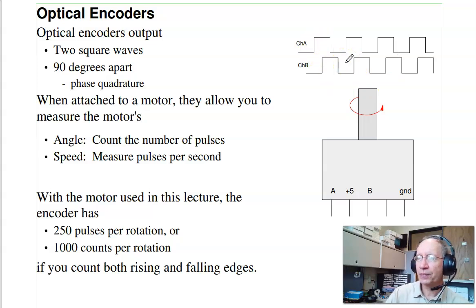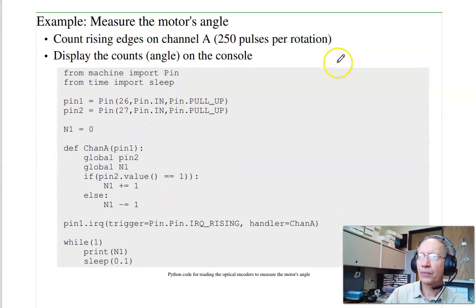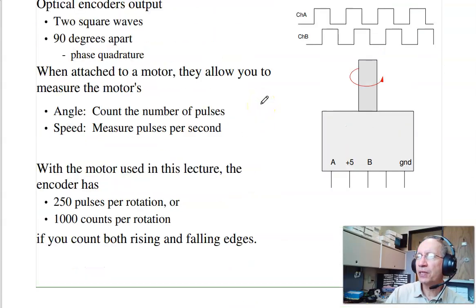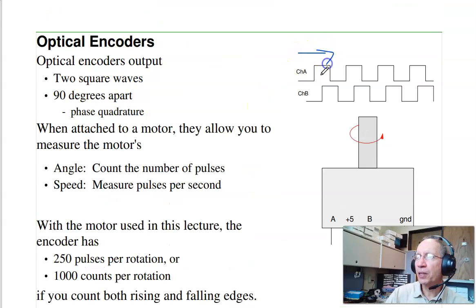So to measure the motor's angle, what I can do is just count edges. And if I note that I've been going this way in time, on the rising edge on A, B is low. On the falling edge, B is high. So the edges tell you distance, and high or low tell you direction.